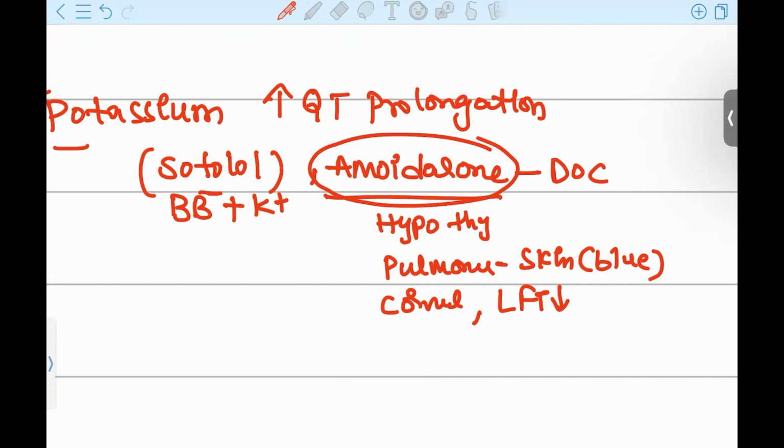And this is the best drug of choice for any arrhythmia. It can act as any antiarrhythmic drug. Okay, it is a very friendly antiarrhythmic drug.